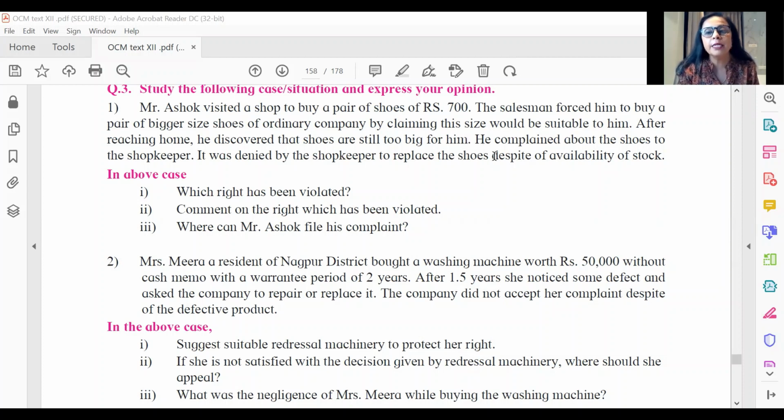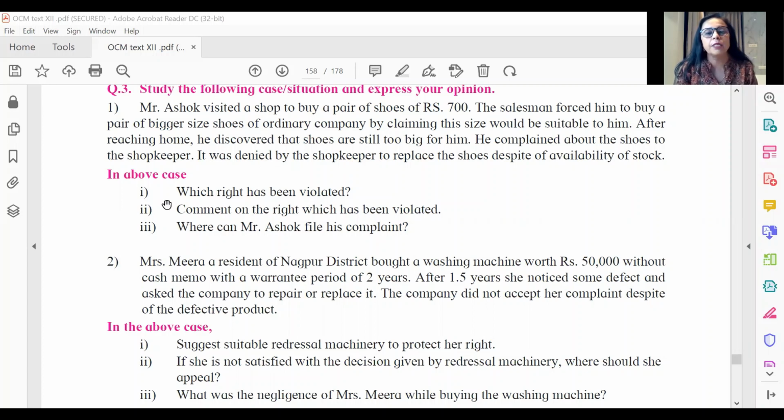So he complained about the shoes to the shopkeeper. The complaint was not heard. It was denied by the shopkeeper, and he refused to replace the shoes in spite of the stock being available. So this is the situation. A case is presented. Let us see what are the questions here.